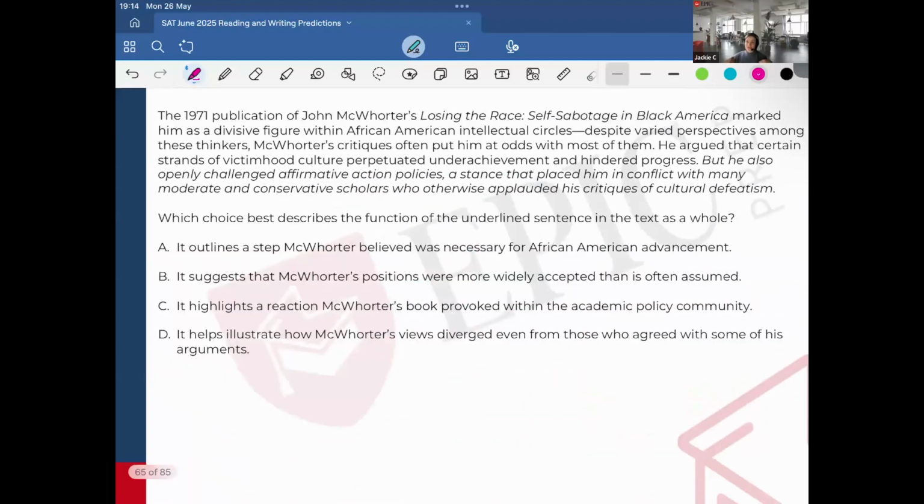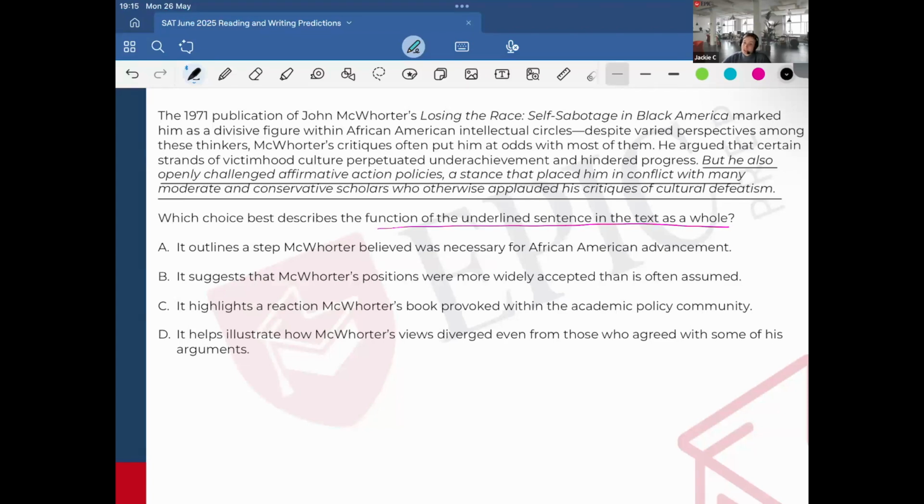Okay, so other passages that fall under craft and structure. Whenever you see "which choice best describes the function of the underlined sentence in the text as a whole," in this case I didn't actually underline it, but it's the one that's in italics here, because they're original, my own works and creations, no plagiarism. Okay, so this one. Read everything for these ones.